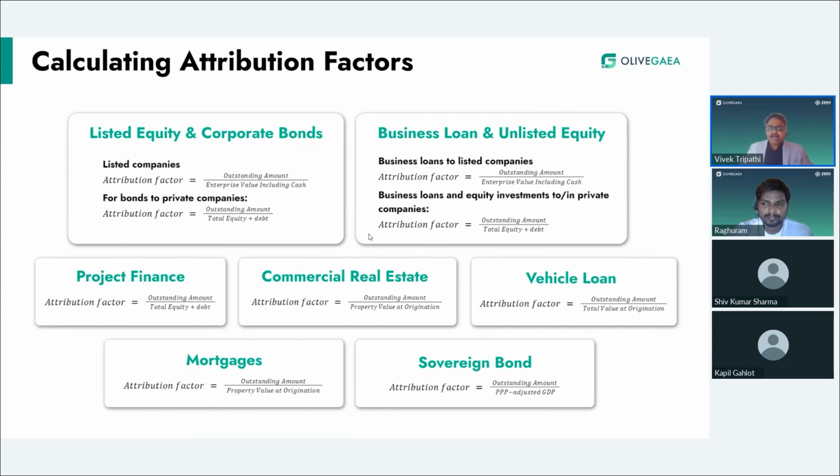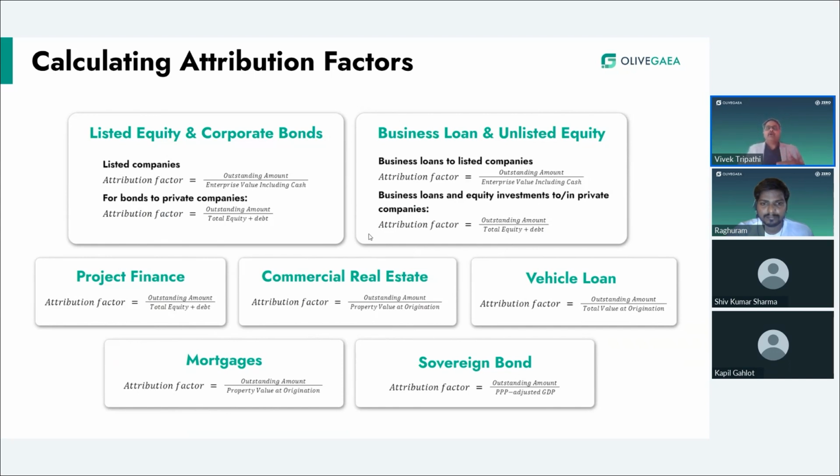Similarly, project finance, as you can see in the box second next to the listed equity, is only about total outstanding. So I am raising project finance for erecting a thermal power plant of, let's say, 1,000 megawatt, and I needed, let's say, 10,000 crores. In that, I'm taking a 70-30 debt equity ratio, and I'm raising that 7,000 crores from the bank. So in that case, the bank's outstanding amount would be 7,000 crores divided by total debt and equity, which was 10,000 crores. So the bank's attribution factor would be 70%. So that's how you work it out.